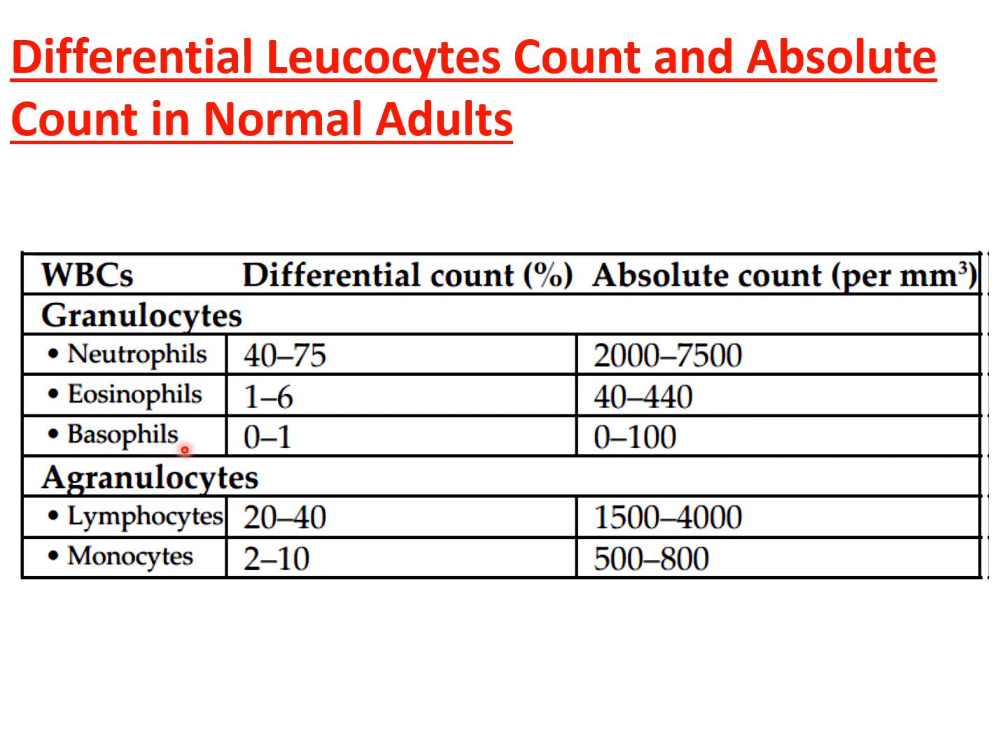The differential count of basophil is about 0 to 1%, and the absolute count is about 0 to 100 per mm cube. And in agranulocytes, first of all lymphocytes, the differential count is about 20 to 40%, and the absolute lymphocyte count is 1500 to 4000 per mm cube. The differential count of monocyte is about 2 to 10%, and the absolute monocyte count is about 500 to 800 per mm cube.